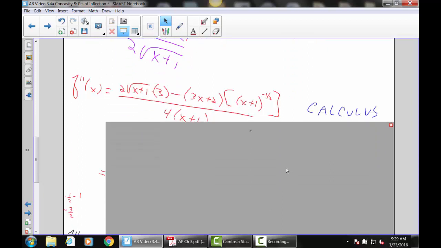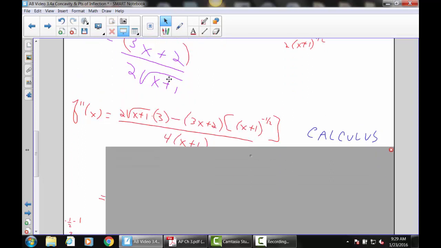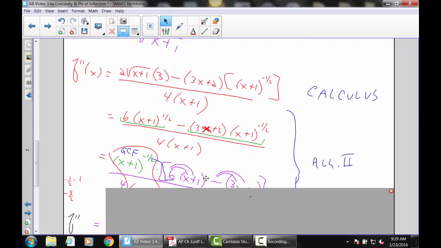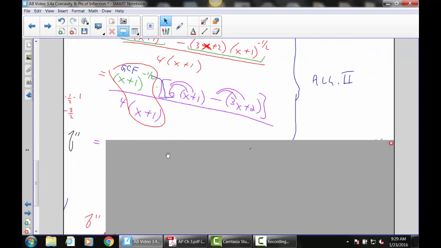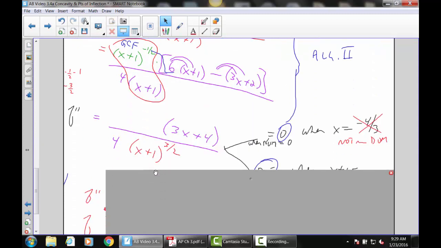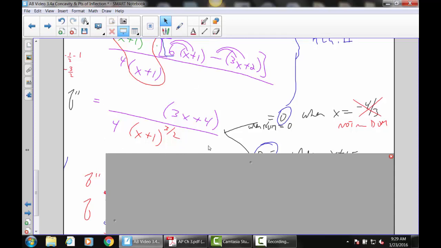These can take a long time. So again, you're going to have the square of the denominator times derivative of numerator minus numerator times derivative of denominator, and then you'll simplify all that. In this case, I factored out an x plus 1 to the negative a half. This is all algebra 2. I'm going to go through quickly. You end up with this as your second derivative, a single simplified factored fraction.